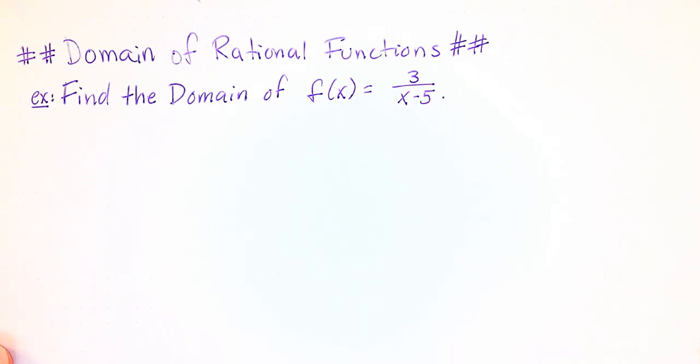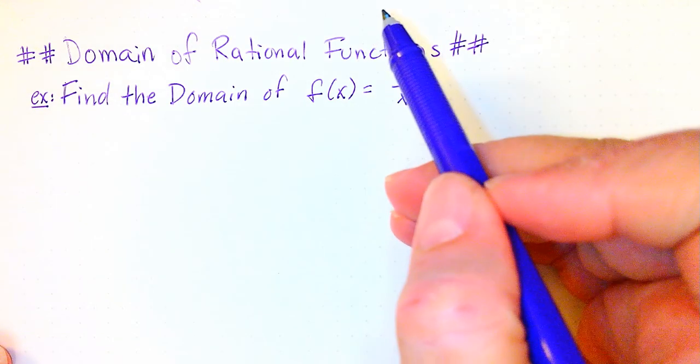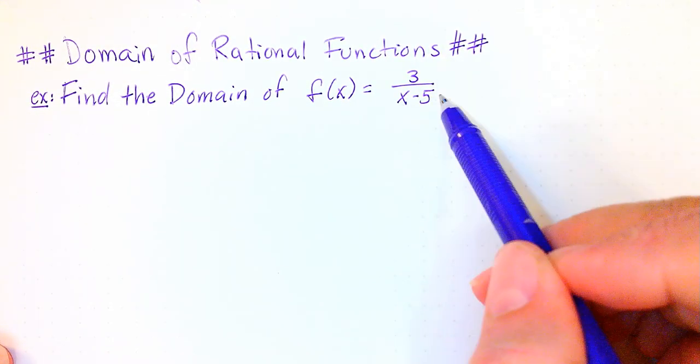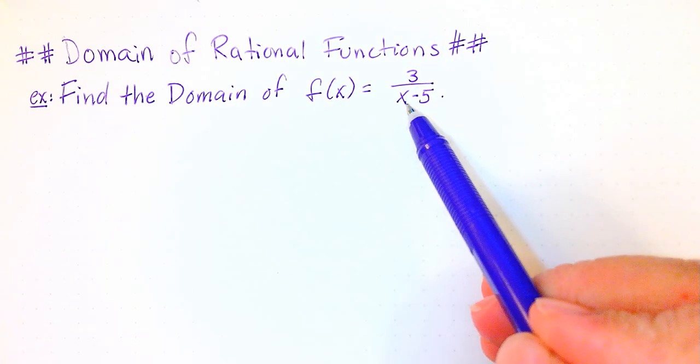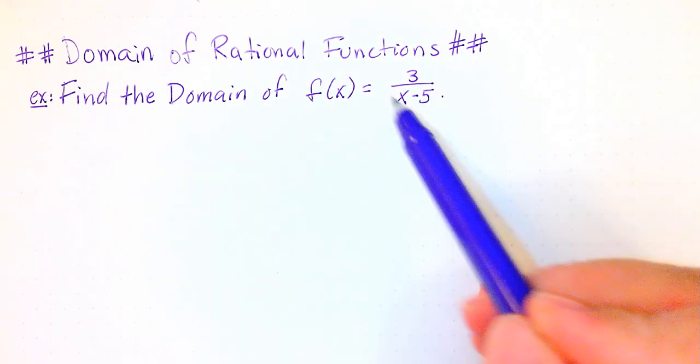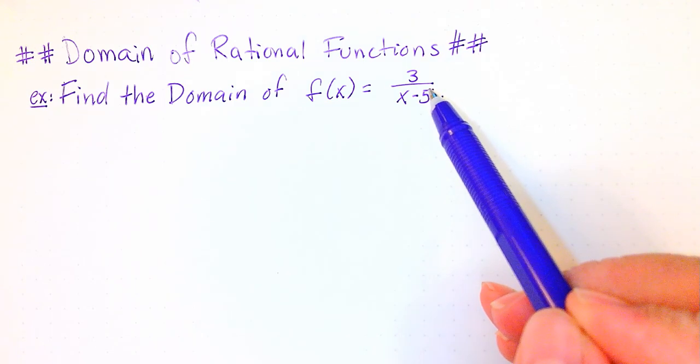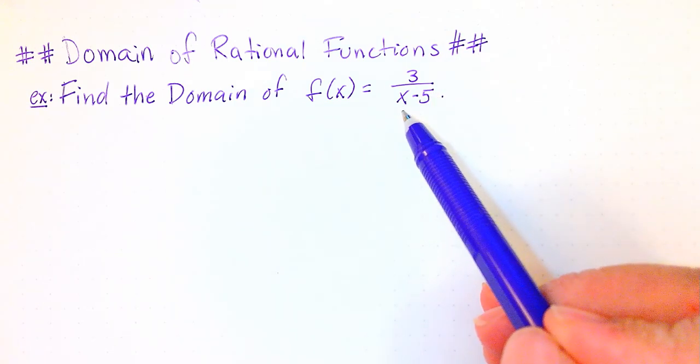Today we want to look at the domain of rational functions. A rational function is typically written in fraction format. We need to remember that rational functions cannot have a zero in the denominator, and anywhere that there's an x value that makes the denominator zero means that that value of x is not part of the domain.